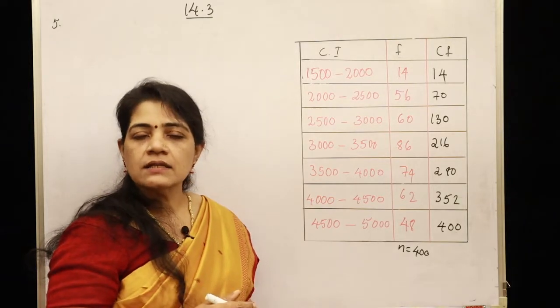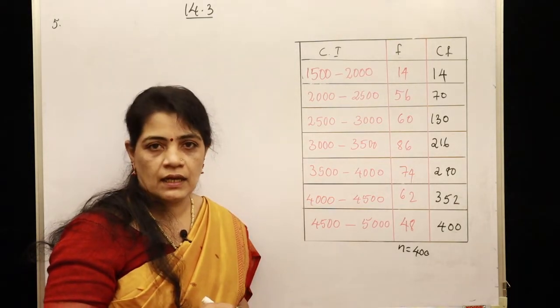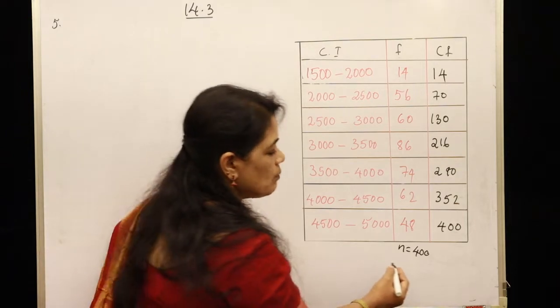Okay, and the next step is we have to locate the median class. For that, find n by 2.